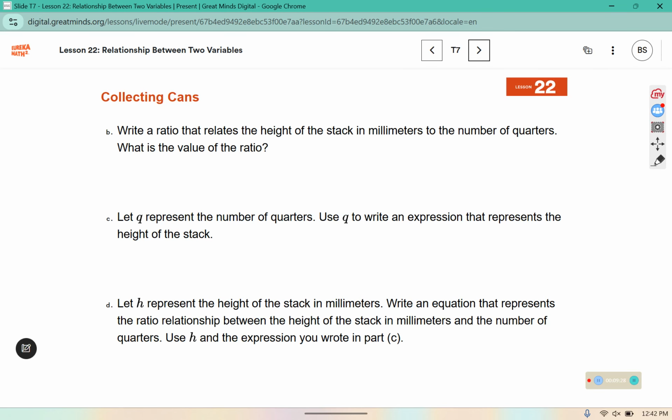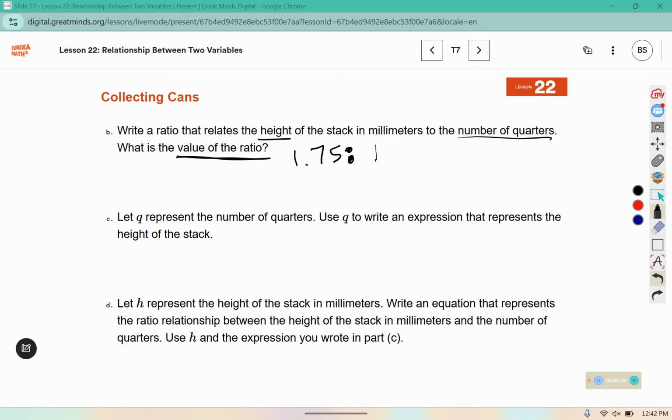Part B, write a ratio that relates the height of the stack in millimeters to the number of quarters. What is the value of that ratio? So it mentioned the height first, which was 1.75. Remember, a ratio can use the 2 dots for the colon, and then the number of quarters was 1. The value of that ratio is when we write it as a fraction and divide. So the value of the ratio is 1.75.